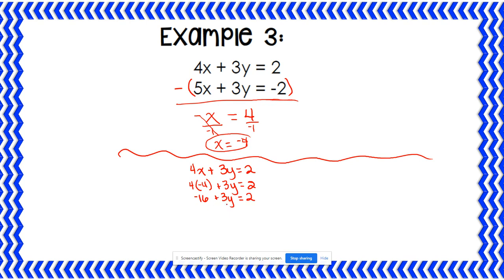Now I need to get y by itself. So I need to get rid of my negative 16 first. So I will add 16 to both sides. Negative 16 plus positive 16 cancels. I'm left with positive 3y equals, and 2 plus 16 is 18. So now the last thing I need to do is divide by 3 on both sides. These are going to cancel and leave me with y equals 18 divided by 3 is 6. So y is equal to 6. In this case, x is negative 4, y is 6. So the solution to the system is negative 4, 6.